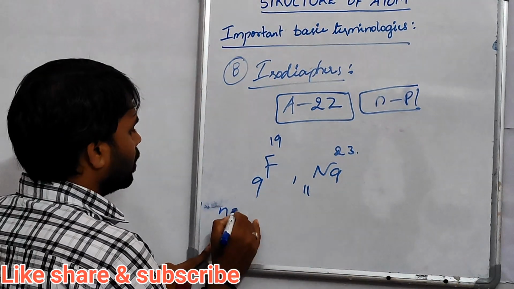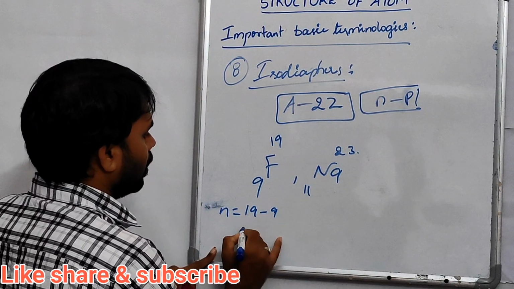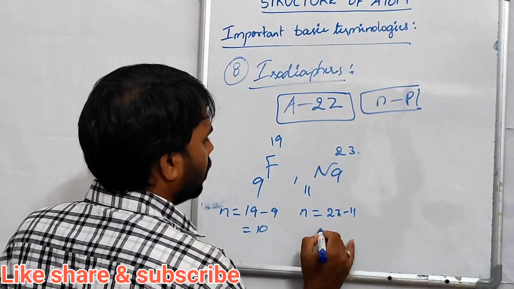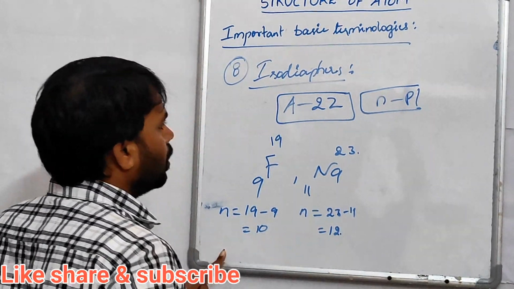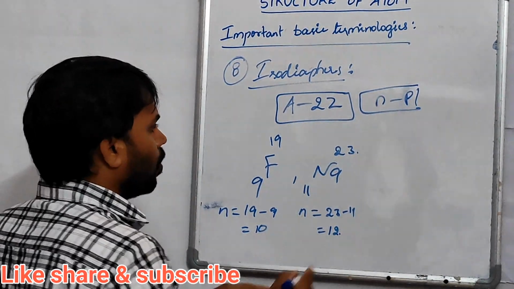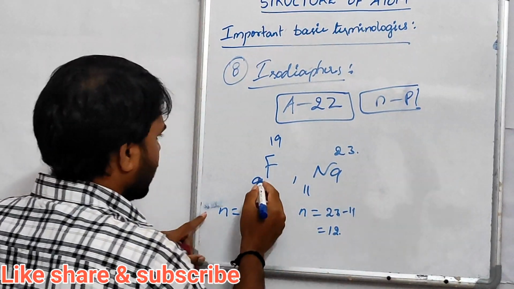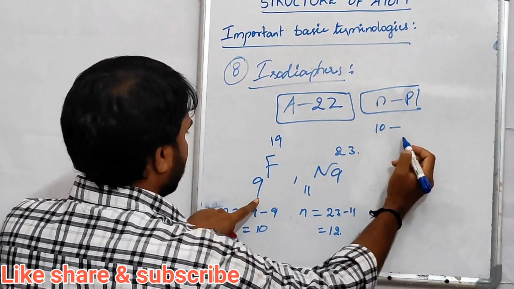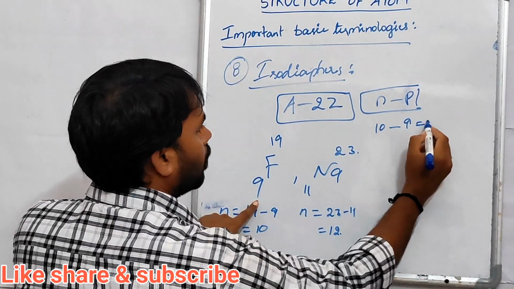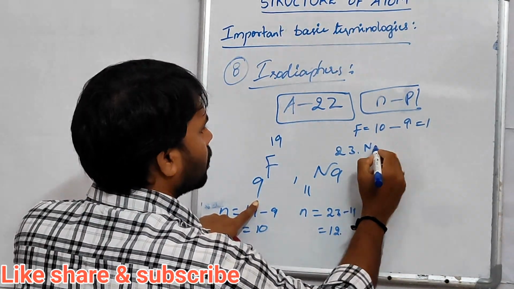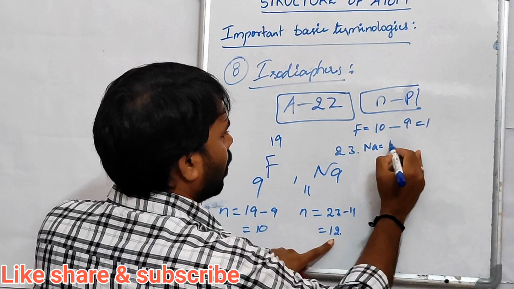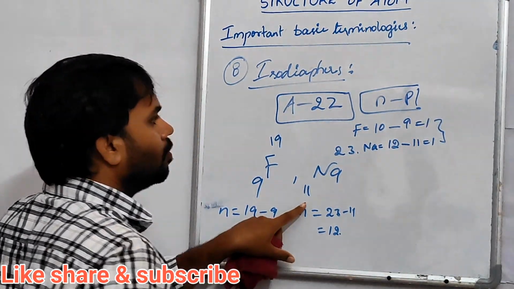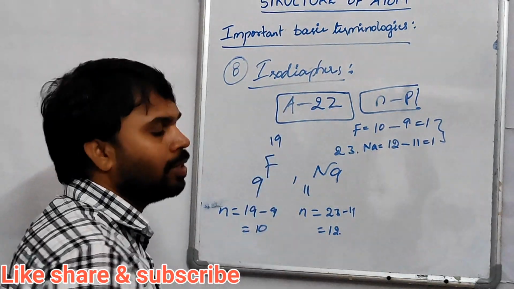Number of neutrons in fluorine is equal to 19 minus 9, that equals 10. Number of neutrons in sodium is equal to 23 minus 11, that equals 12. The difference of neutrons and protons, in the case of fluorine, is 10 minus number of protons 9, that equals 1. In the case of sodium, neutrons 12 minus number of protons 11, that equals 1. Same. So these are called isodiaphers.